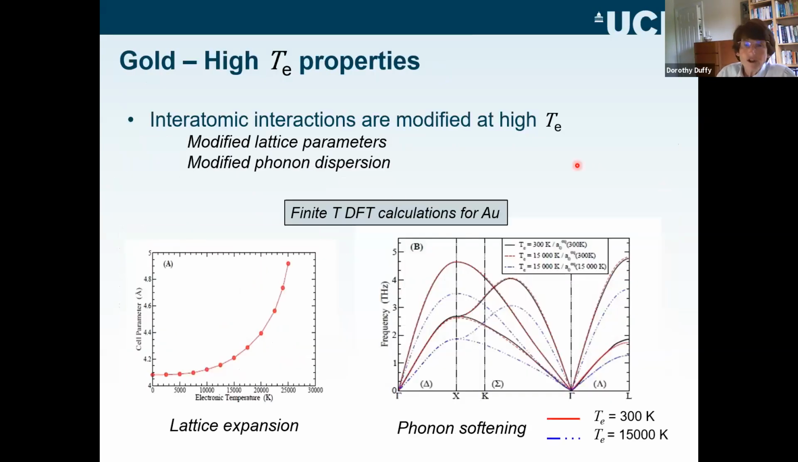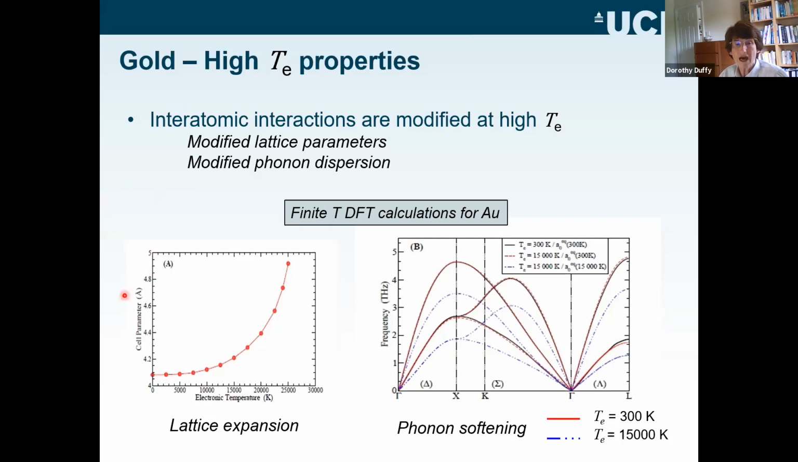But then how are we going to know when we should actually modify the interactions between the atoms because we've excited the electrons? So for this, we turn to finite temperature density functional theory calculations. These calculations were done by Evelyn Girey and Alex's group. One thing was to look at what happened to the cell parameter.